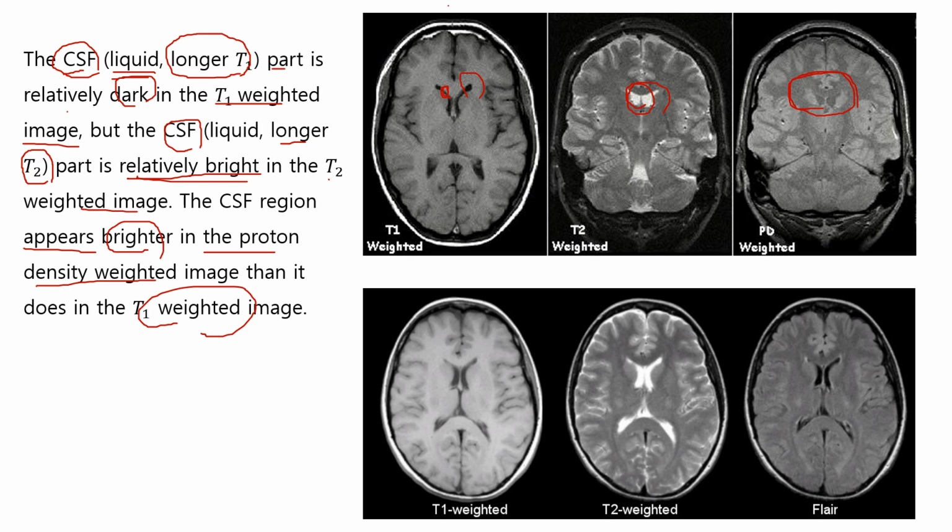Compare these two images, the CSF part in this region and in this region. So the CSF region appears brighter in the proton density weighted image than it does in the T1 weighted image. So you can see this kind of characteristic. Also you can see here the same property.